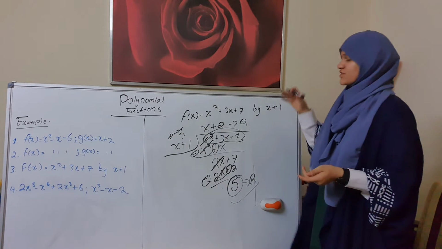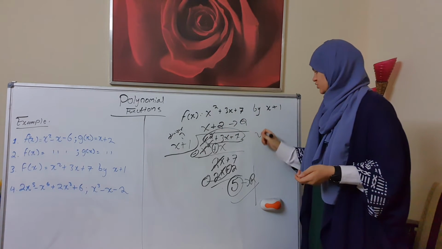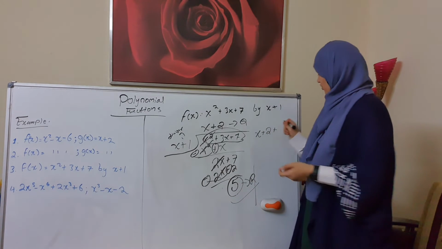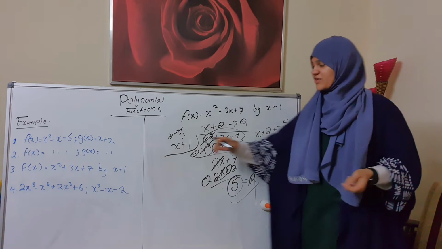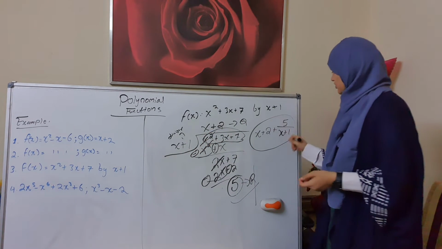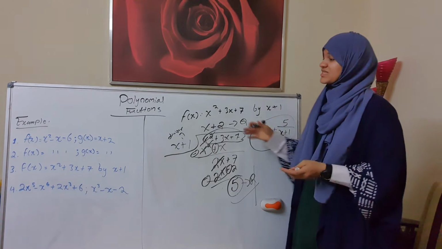So what we get here, first of all, is the quotient x plus 2, right? So we write here x plus 2 plus, what is the remainder? 5. 5 over, what is the divisor? x plus 1. It will be x plus 1. And this is also the final answer for this example.